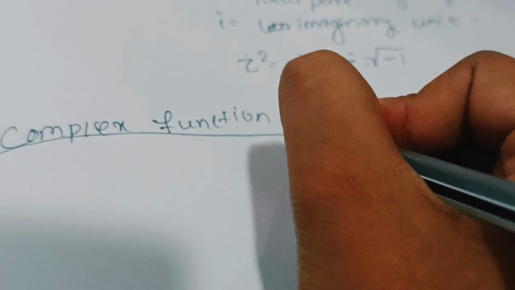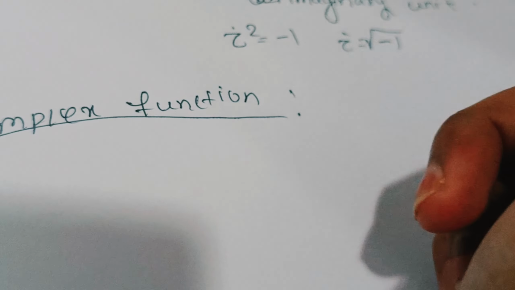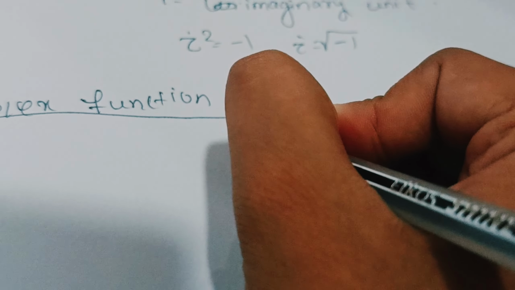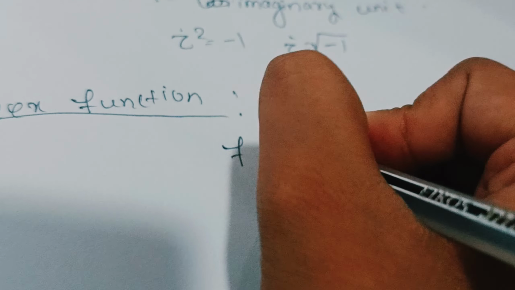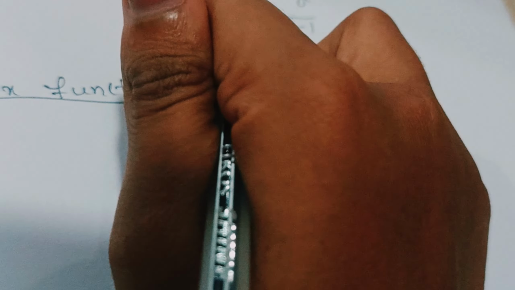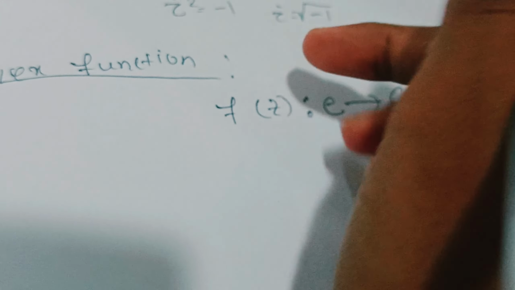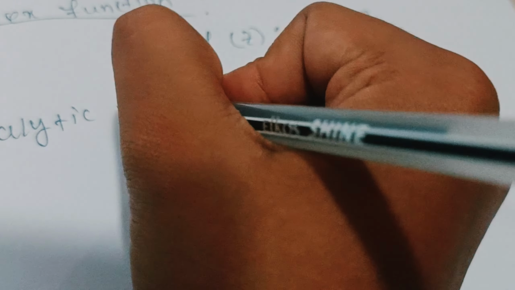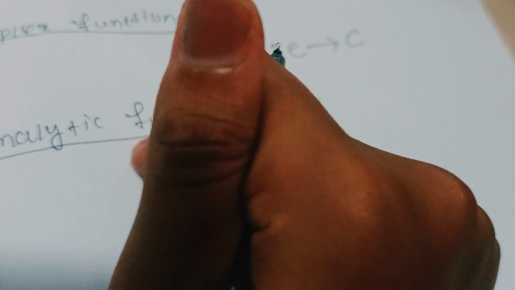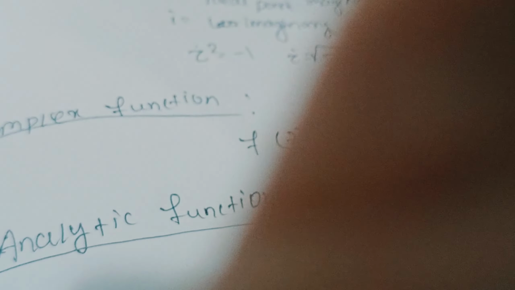Complex function. A complex function maps a complex number to a complex number. Suppose f is a function; f of z is a function which maps a complex number to a complex number. That is a complex function. And I will discuss the analytic function, which is a keyword of complex analysis.